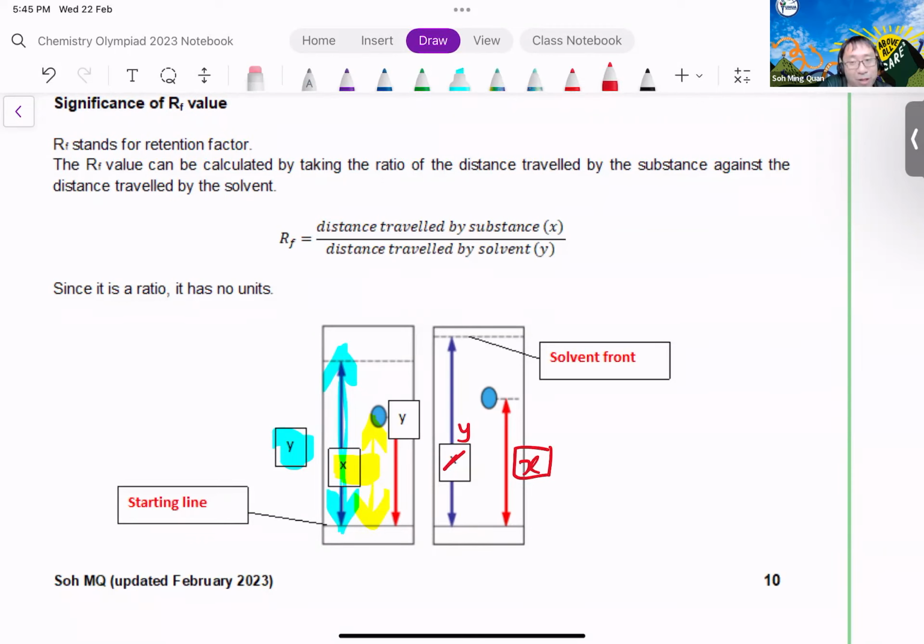Okay, so my Sec 4 students, you must remember last year's Pure Chem WA1. The start line may not be at 0, right? The start line could be at 2 cm. Then this one could be at 12 cm. So the total distance traveled by the solvent is only 10 cm, okay? So in this case, Y is equal to 10 cm. All right, so don't always assume the start line is 0. It may not be 0. All right.